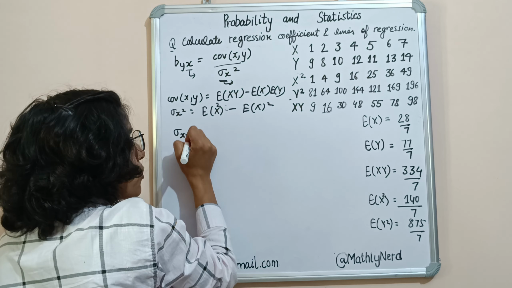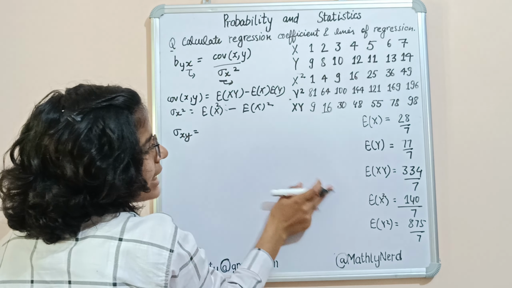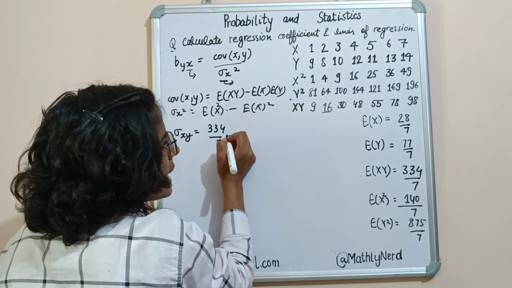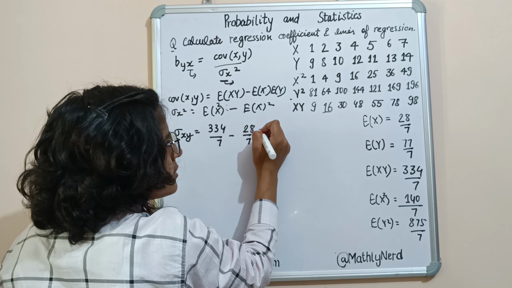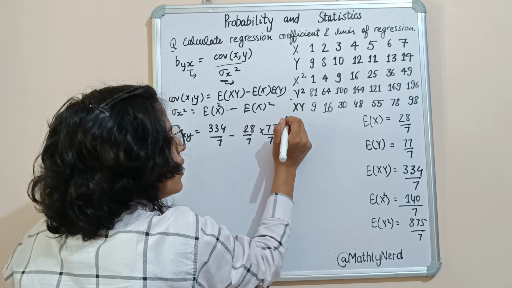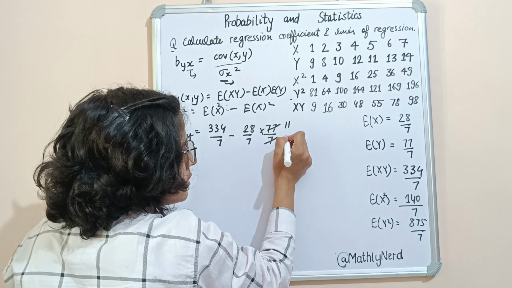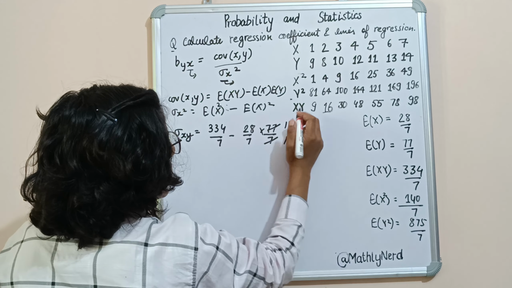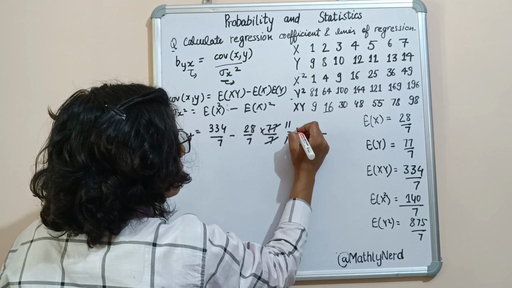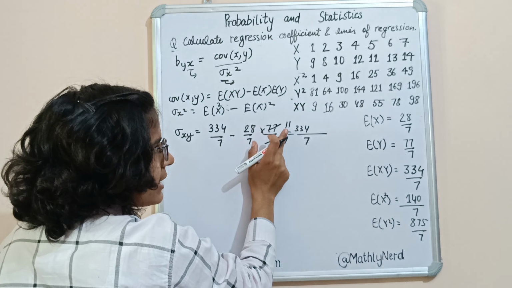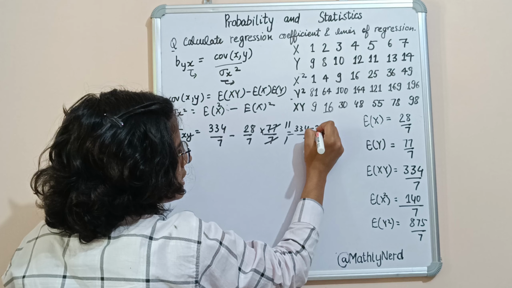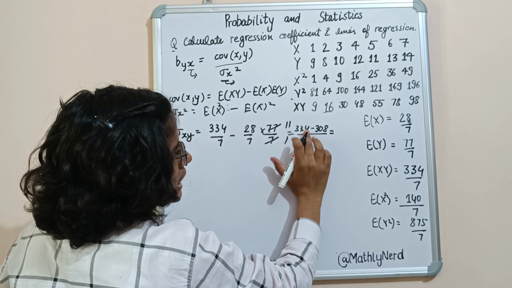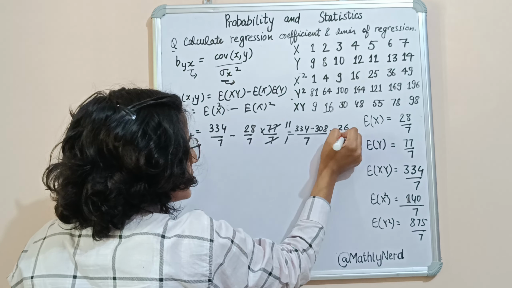So covariance of xy will be Exy, 334 by 7, minus Ex, 28 by 7, into Ey, 77 by 7. We can divide both of these values by 7. So we will get 334 minus 28 times 11, which will be 308. So this value will be 34 minus 8, 26 by 7.